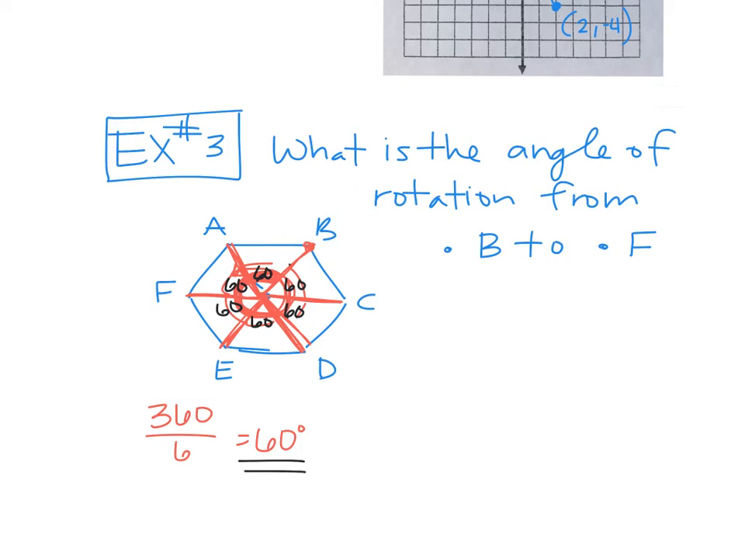What is the angle then from B to F? You just add the two together, right? 60 plus 60. So from B to F would be 120 degrees. Okay? Questions on that? Okay. That's all we got.